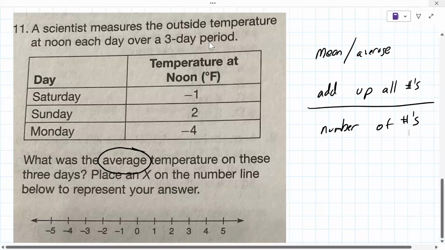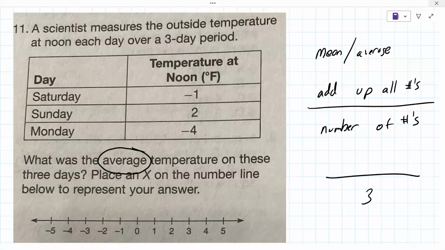Okay. So I need you to add these numbers up and then divide by however many numbers there are. How many numbers total are there here? How many days are they measuring? Yes, how many days? 3. That's right. So the bottom number is 3, and then you have to add up -1 plus 2 plus -4. So go ahead and do that and let me know what you come up with.